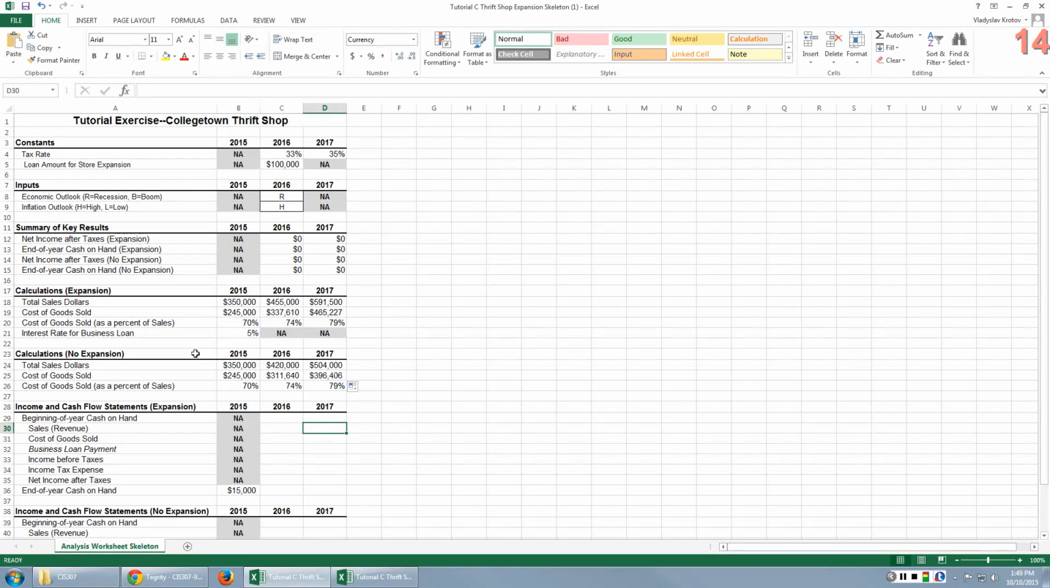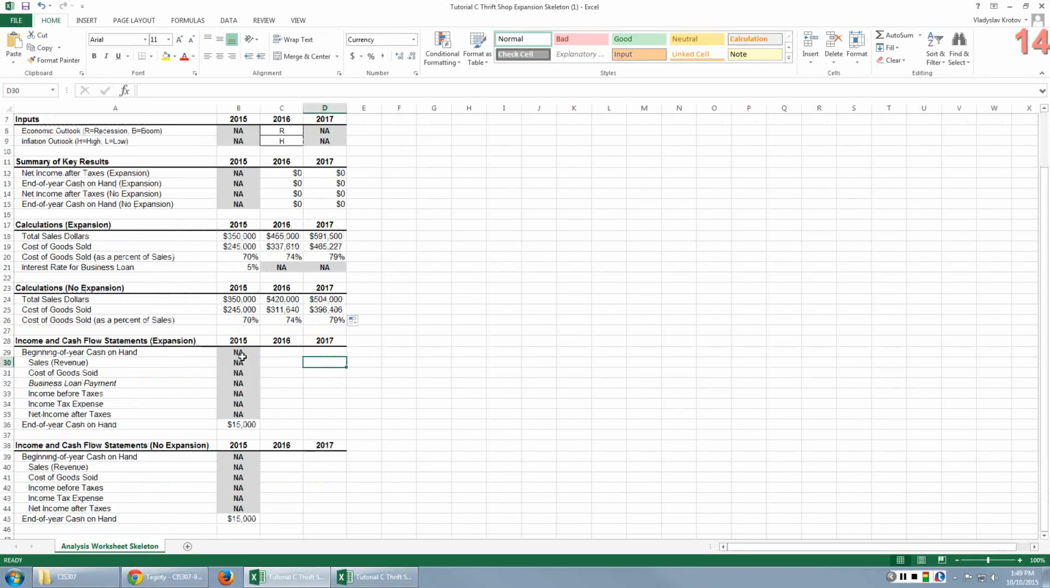So we're done with those two sections. What we're going to do next is work on those detailed calculations of income and cash flow statements. Those calculations, as I said before, will be based on these calculations. That's why we're doing it separately, because we want to make sure the calculations are simplified and divided into parts. Okay.